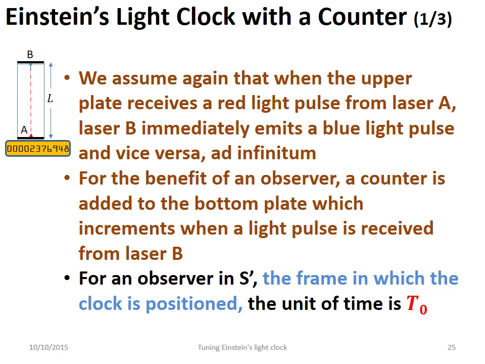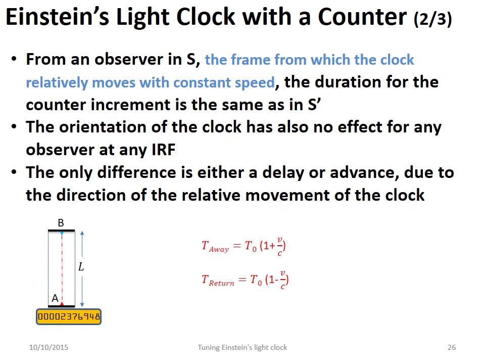For the benefit of an observer, a counter is added to the bottom plate which increments when a light pulse is received from laser B. For an observer in S prime, the frame in which the clock is positioned, the unit of time is still t naught. For an observer in S, the frame from which the clock relatively moves with constant speed, the duration for the counter increment is the same as in S prime.